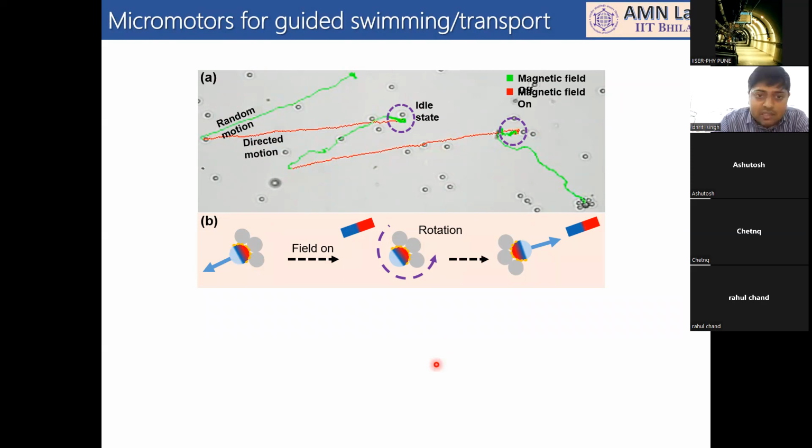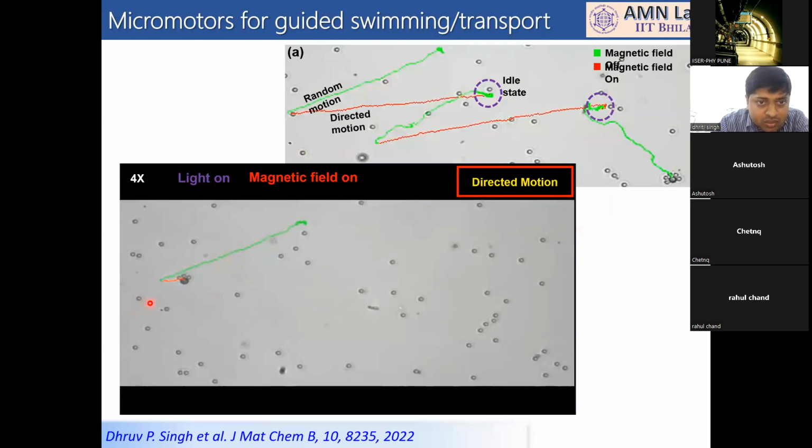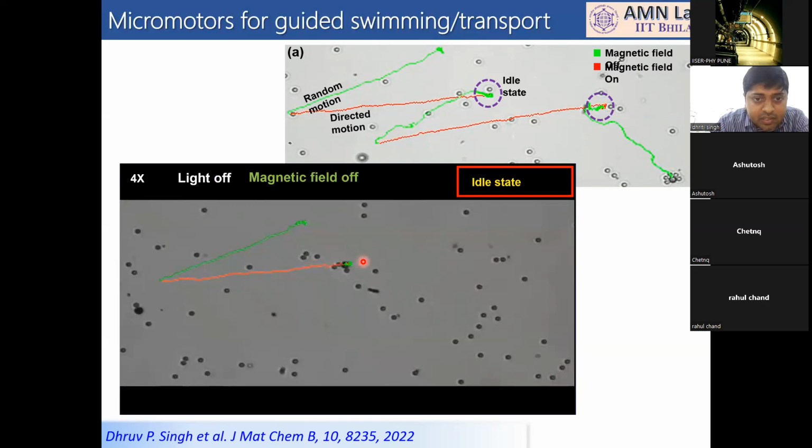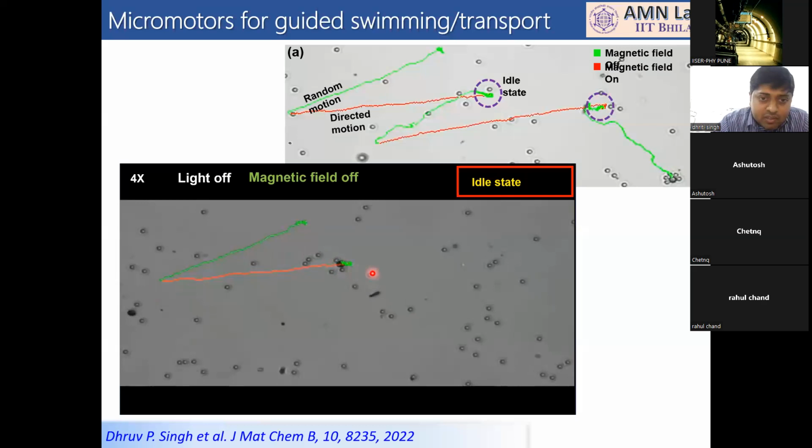You can see this in the video. Like it is moving randomly, and then you switch on the magnetic field, it's going in a particular direction, and when it has delivered this cargo, you can treat this as a delivery point, and this was the pickup point. And when you turn the light on again, then it will start moving in some other direction.